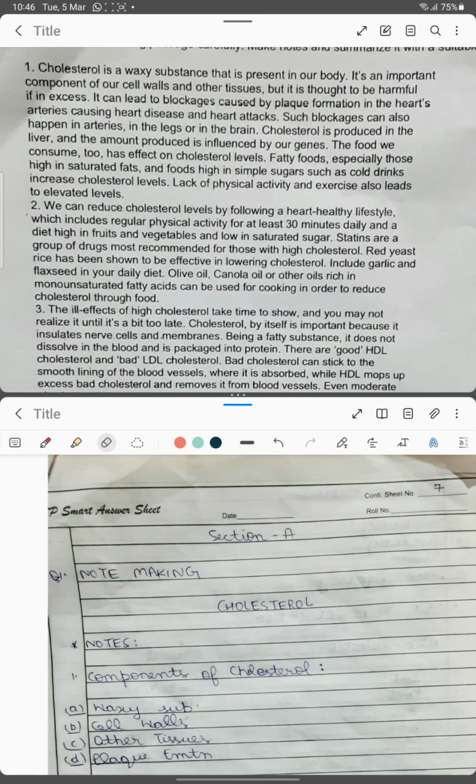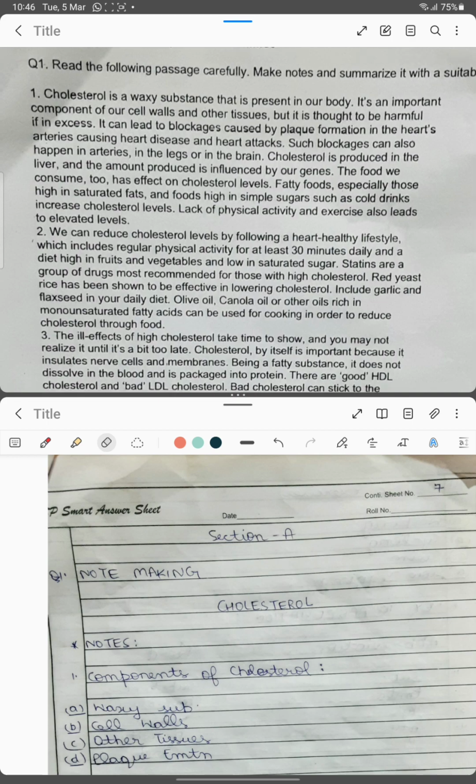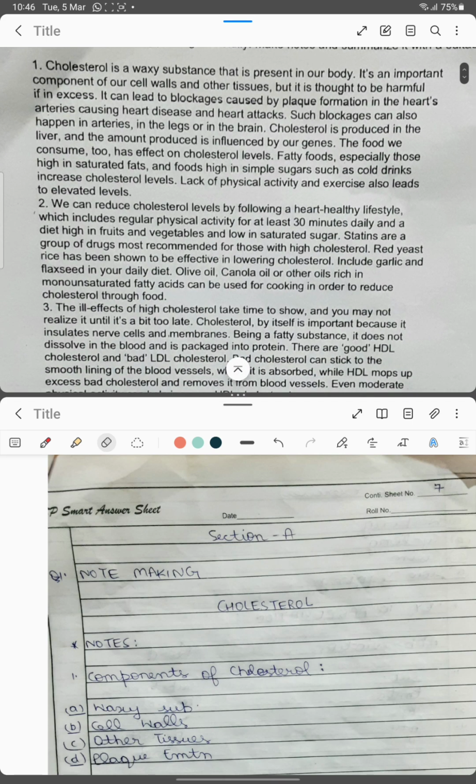Class, this is your last foundation held on 3rd of March. The first question is note making and summarizing. You are being given a passage. You have to read the passage and make notes and summarize with a suitable title. The passage is on cholesterol and its bad effect on the body.